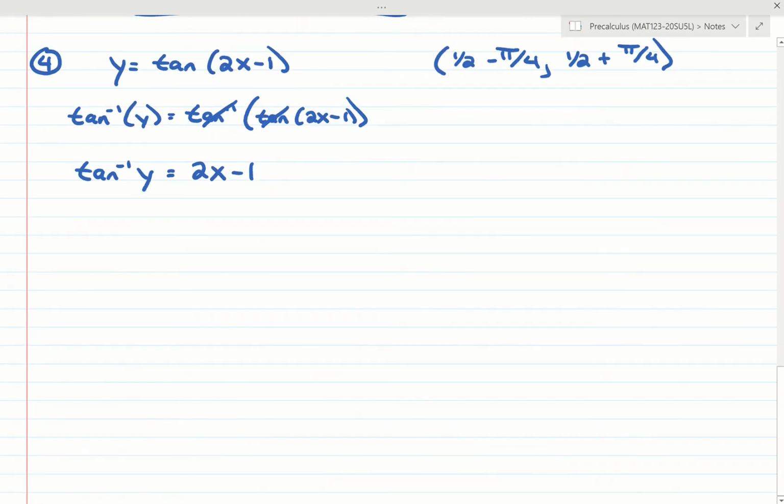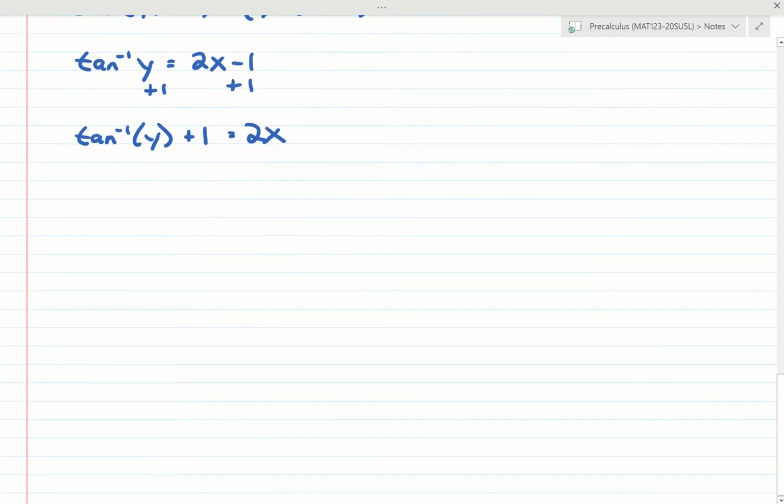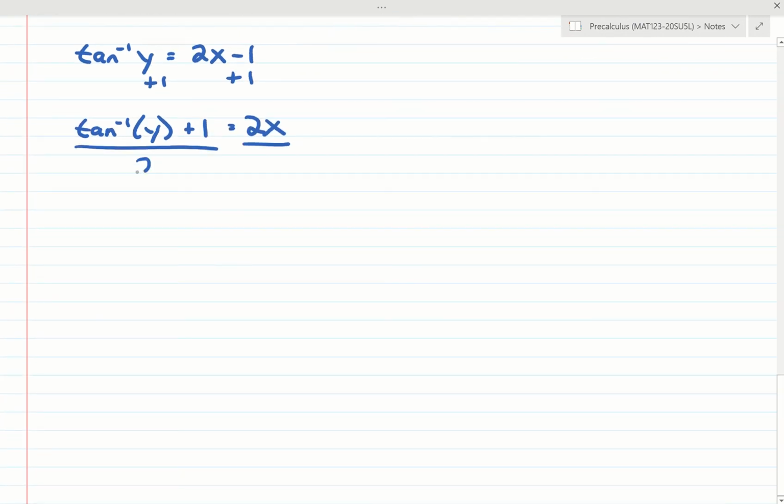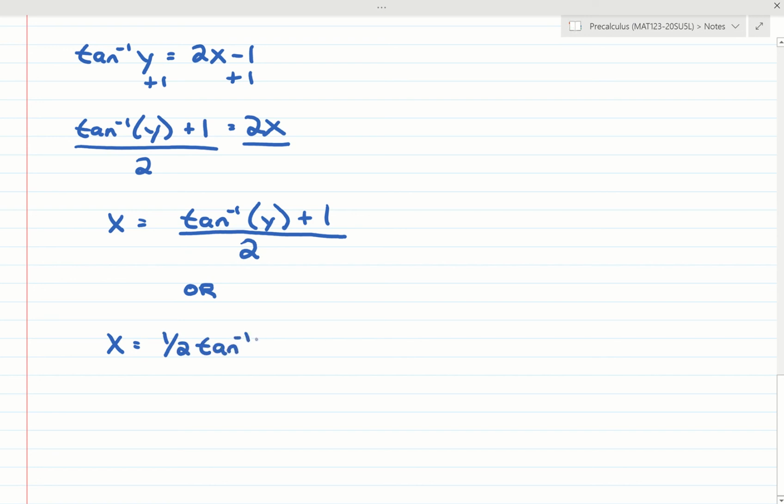Remember, we want to get x by itself, so let's add 1 to both sides. And we get the inverse tangent of y plus 1 is equal to 2x. We're almost done. Let's divide both sides by 2. And we get that x is equal to the inverse tangent of y plus 1 all over 2. Or another way to think about this is we could just divide each term by 2 or multiply by 1/2. So we could also write 1/2 times the inverse tangent of y plus 1/2. Both of these are exactly the same answer.